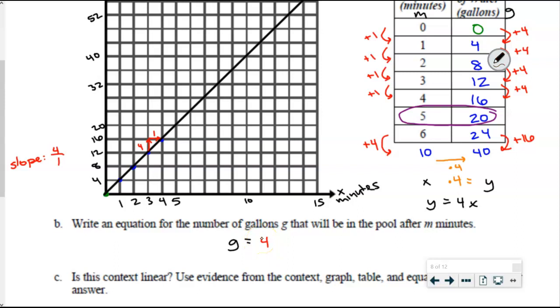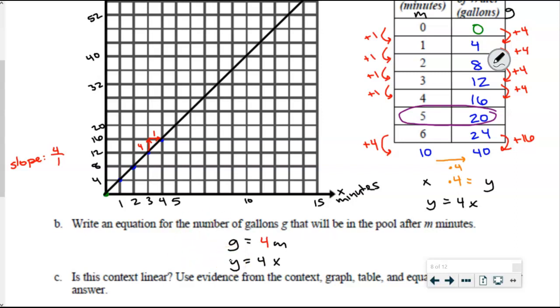Let's test that out. Pick a spot on the table. 5 is the minutes. 5 times 4. Is that equal to the gallons? Yeah, that one works. Always good idea to test your equation, especially when we're using variables that are maybe not x and y. G is equal to 4 times M. You can also say y is equal to 4 times x.